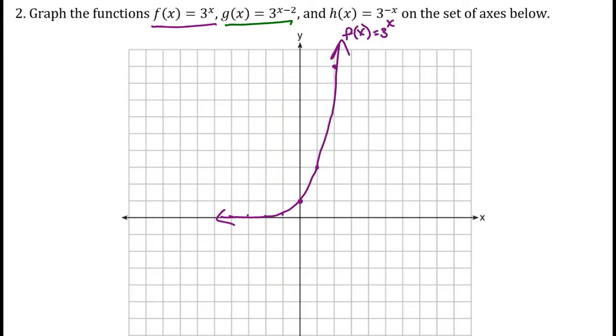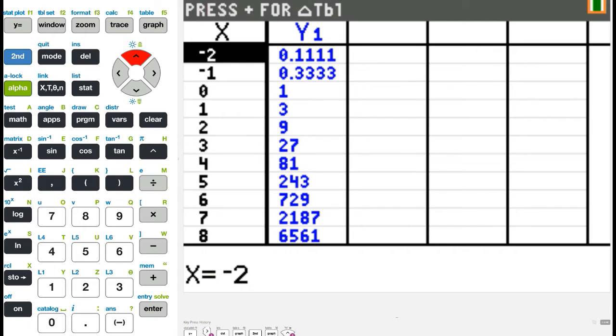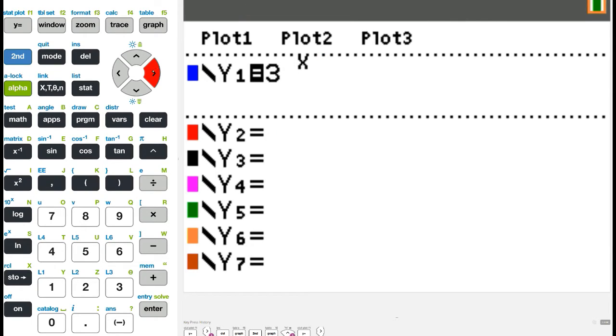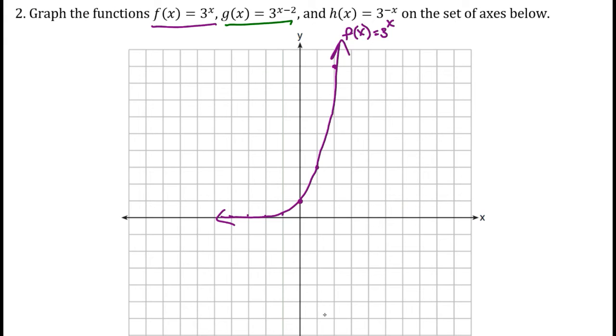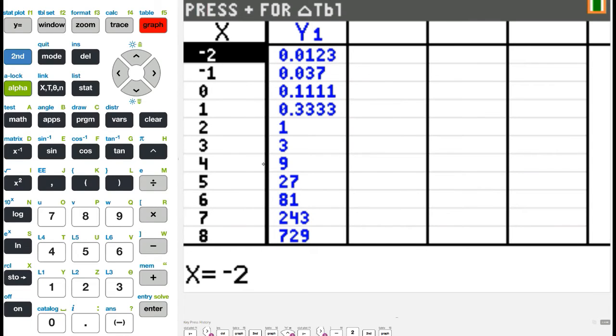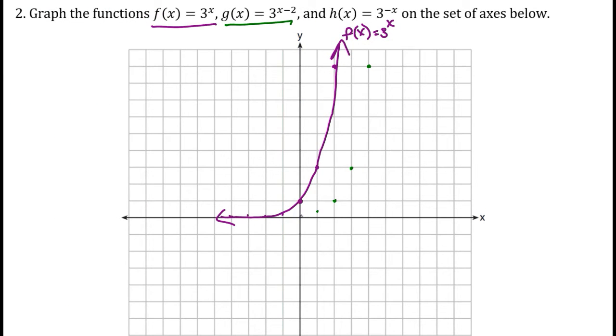To graph g of x, I'm also going to use my calculator. g of x equals 3 to the x minus 2. Now be careful if you have a TI-83 to make sure that exponent is in parentheses. If I look at a table, I'm going to plot the nice points. We're doing this in green. 2, 1, 3, 3, 4, 9. 27 is too big. Negative 1, 1/3. Then it keeps getting smaller and goes towards that asymptote.